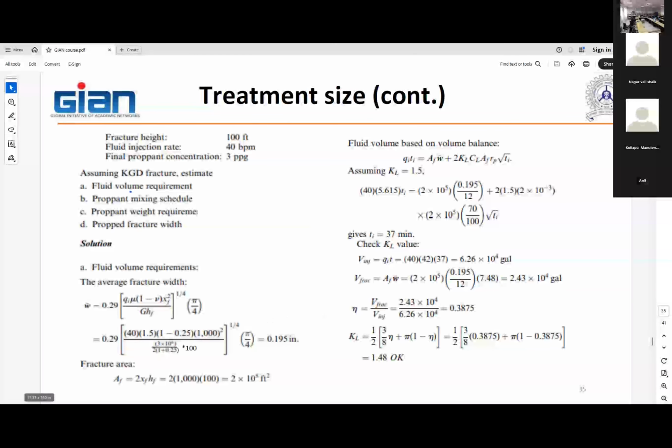So what is the area of the fracture? 2 times fracture half length times the fracture height. So 2 times 1000 times 100, which is 2 times 10 to the power of 5 feet squared.